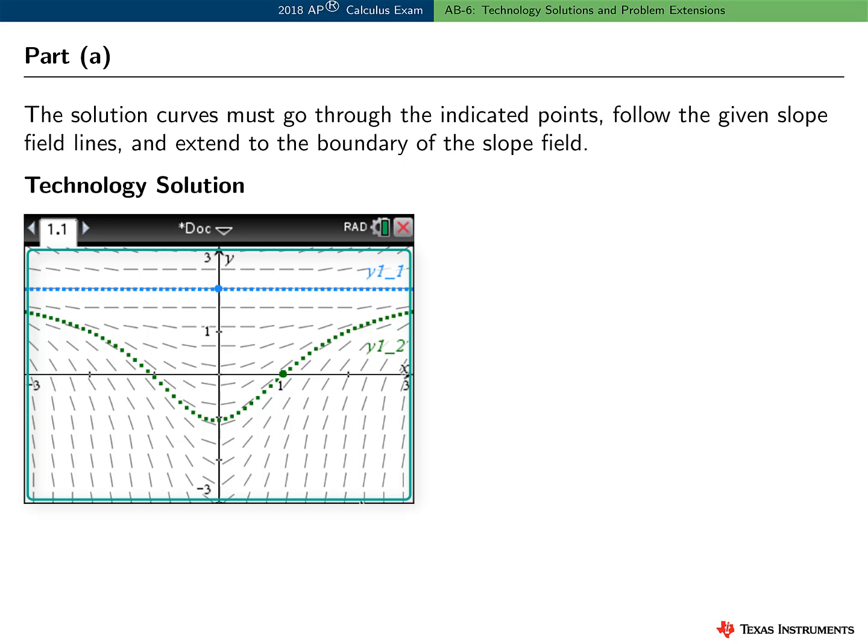Using the TI-Nspire, we can enter a differential equation with an initial condition, well, actually several initial conditions, and produce the slope field and the solution curves. And we can also make the graph appear smoother by selecting a smaller plot step. Here's a solution to part A using technology.